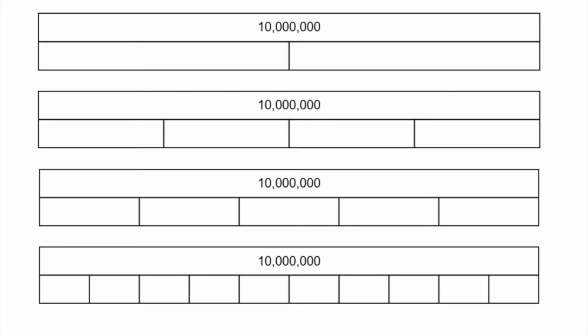Now I want to go back to those bar models, but this time thinking about 10 million. Use what we've done previously with the million to help you with 10 million. Think about it's 10 lots of 1 million. Pause the video and draw this out to help you fill in the missing blanks.